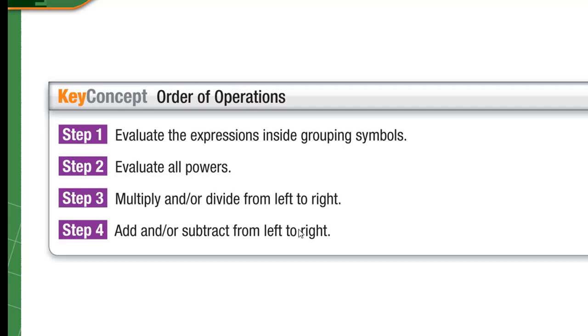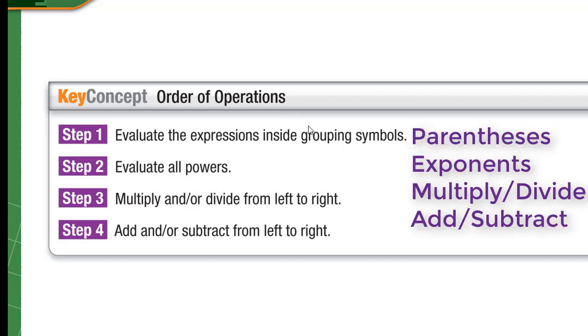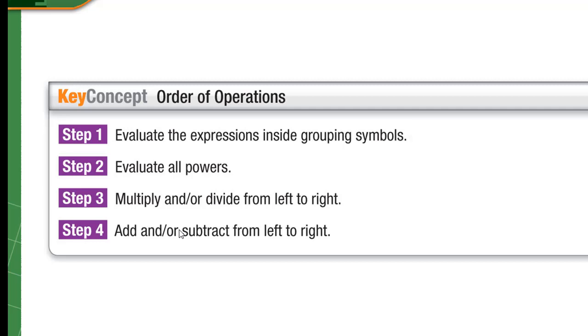Some of you have learned this as an acronym, something like Please Excuse My Dear Aunt Sally, where the P is for expressions or parentheses, the E is for exponents, which we're calling powers, the M and D, of course, are multiply and divide, and the A and the S are add and subtract. Remember, though, multiplication and division are done at the same time. Adding and subtracting are also done at the same time.